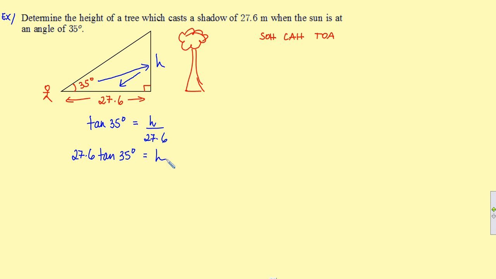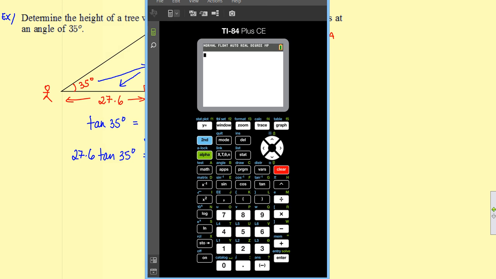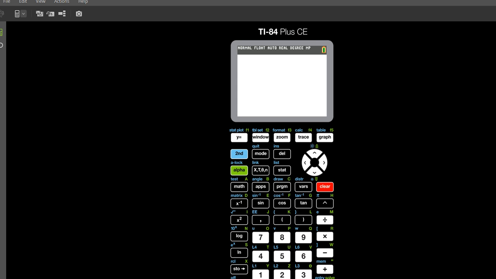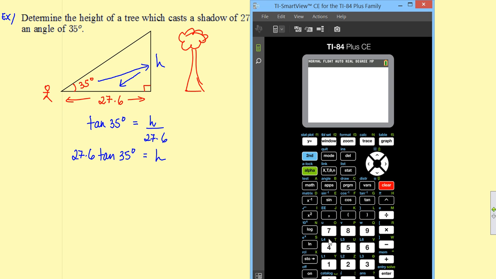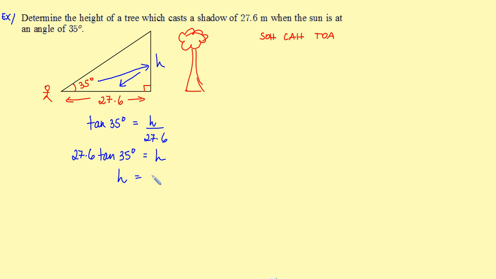When we multiply that out with our calculators, we have 27.6 multiplied by the tangent of 35, close our parentheses, and we get 19.3. So therefore the height is going to be 19.3 meters. And again, we always want our answers to three significant figures, or exact. Okay? So that's our first question done. Let's take a look at the next one.